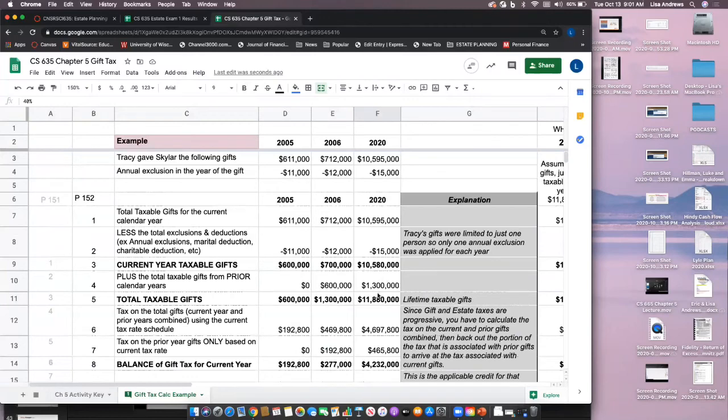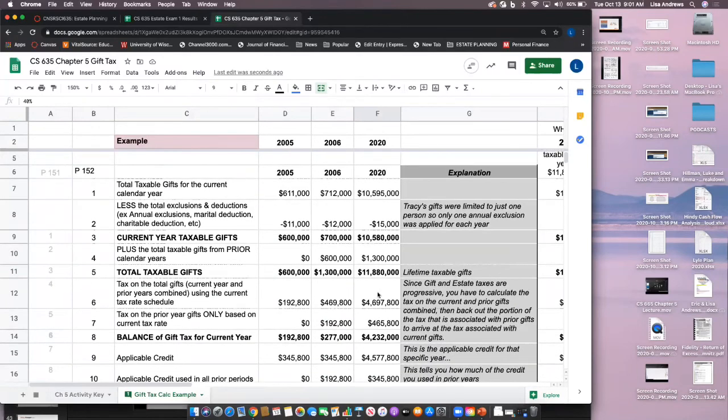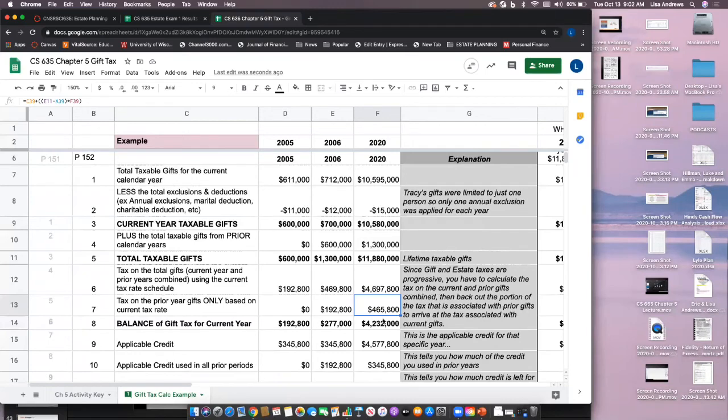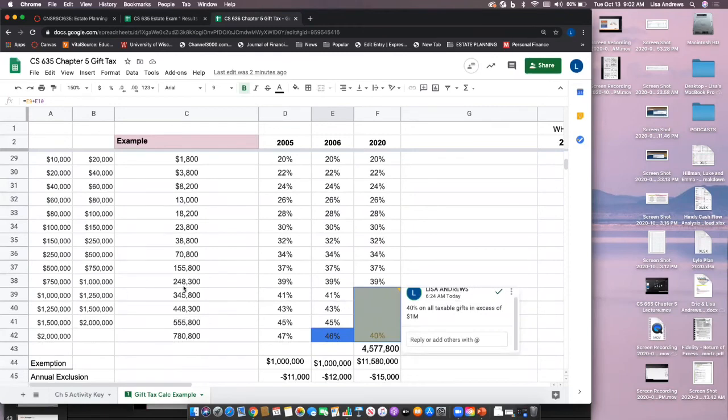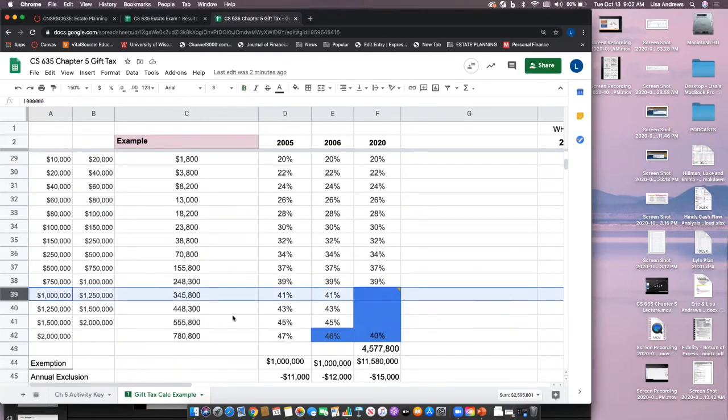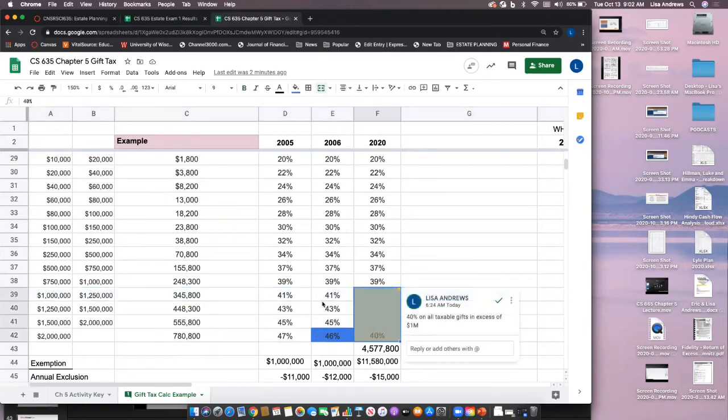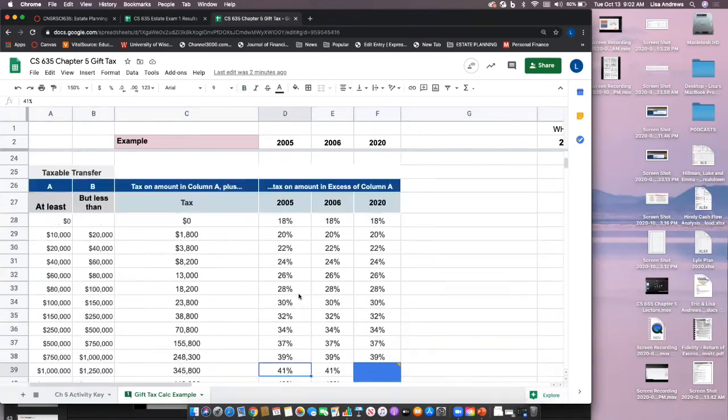So total taxable gifts, tax on the total gifts for the current year and the prior year is $4.6978 million. Tax on the prior year gifts only, based on the current tax rate. This is taking the $1.3 million worth of taxable prior gifts and applying the current schedule. Notice how this is a better deal for Tracy, because now that 300 is being taxed at 40% instead of 41%. This is why we do this awful math.